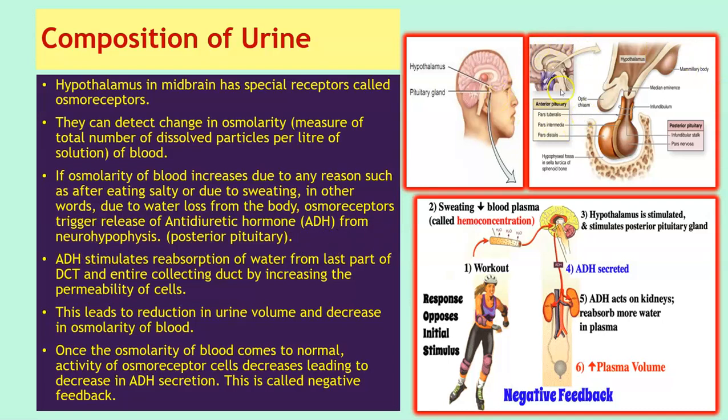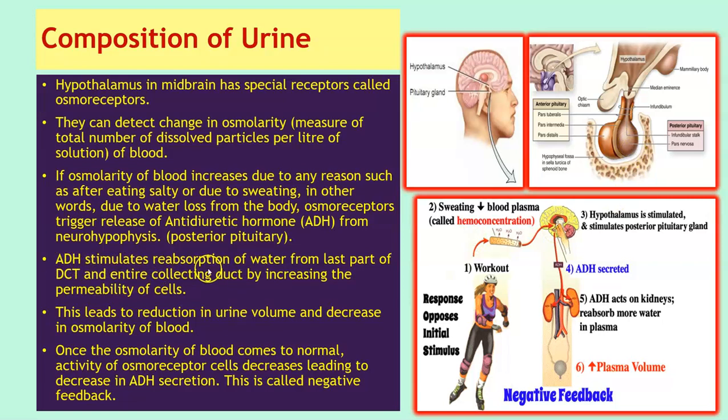Have a look at this image here. This is the location of the hypothalamus. Below it is the pituitary gland. Here it is magnified for you. This particular region is called the posterior pituitary gland, from where the hormone ADH will be released.